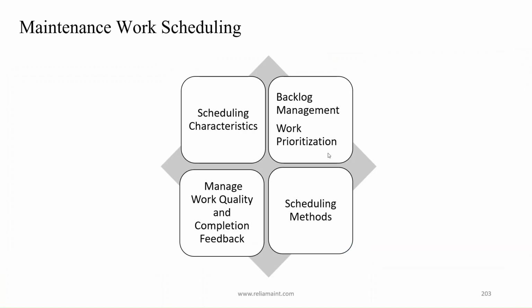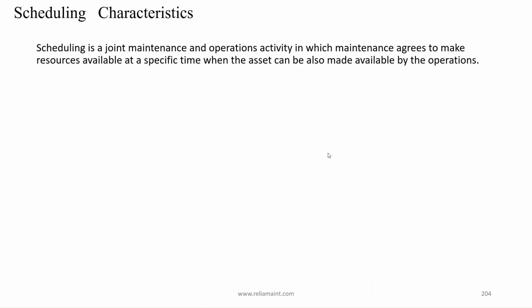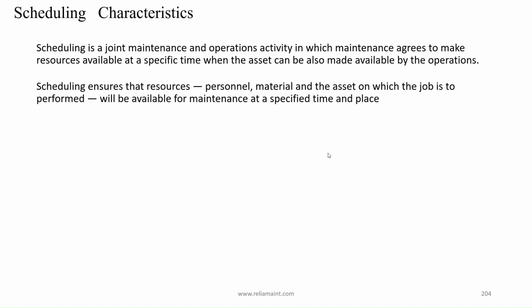Maintenance work scheduling. Scheduling characteristics. Backlog management. Work prioritization. Scheduling methods. Manage work quality and completion feedback. Scheduling characteristics: scheduling is a joint maintenance and operations activity in which maintenance agrees to make resources available at a specific time when the asset can also be made available by the operations.